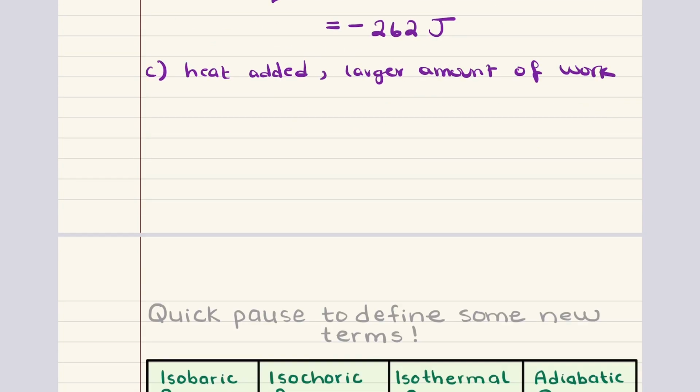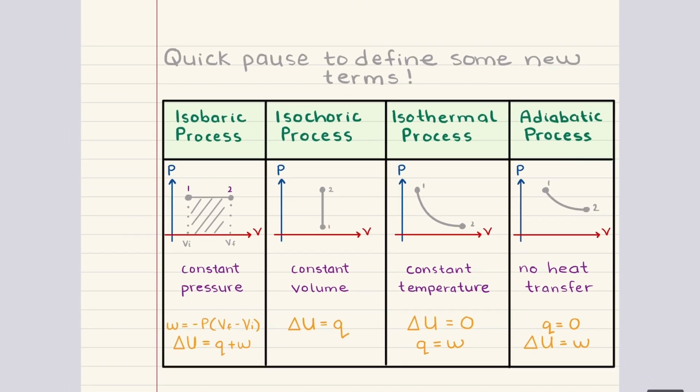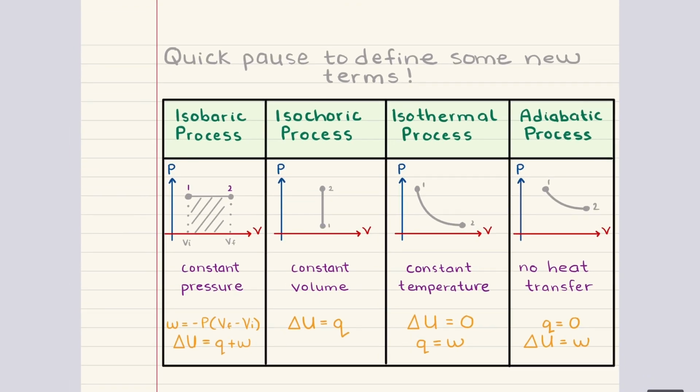To finish off objective 2, we're going to define some important terms that are going to be used constantly throughout this course. So they're very important to understand. When we describe a thermodynamic process, we often want to classify it based on what variable is being held constant or what kind of energy is allowed. 4 of the most common processes are isobaric, isochoric, isothermal, and adiabatic.